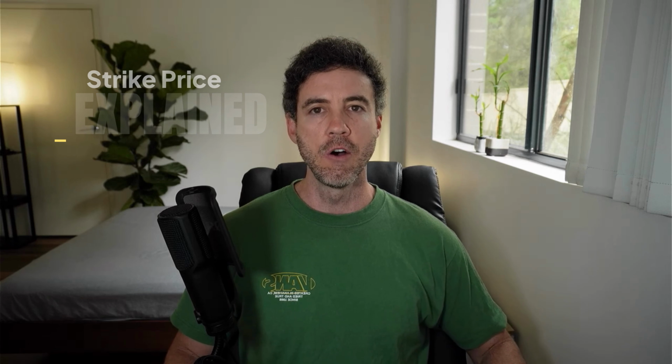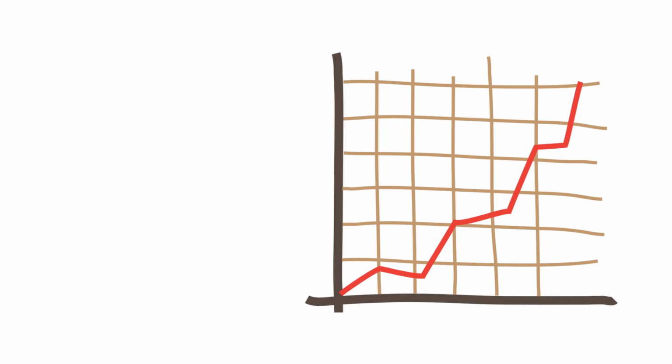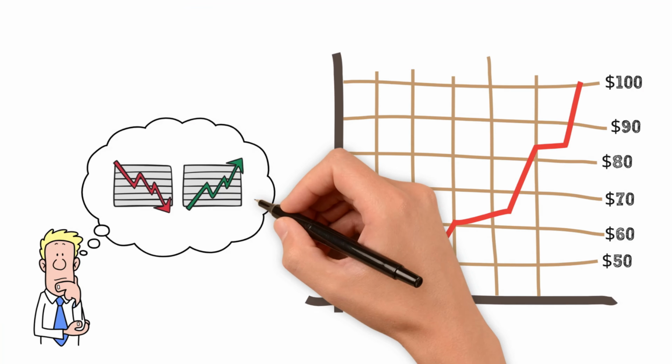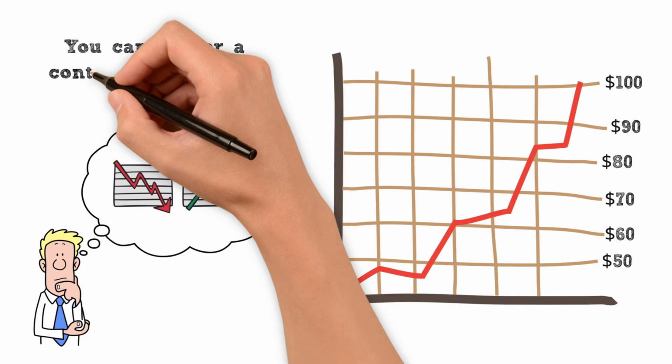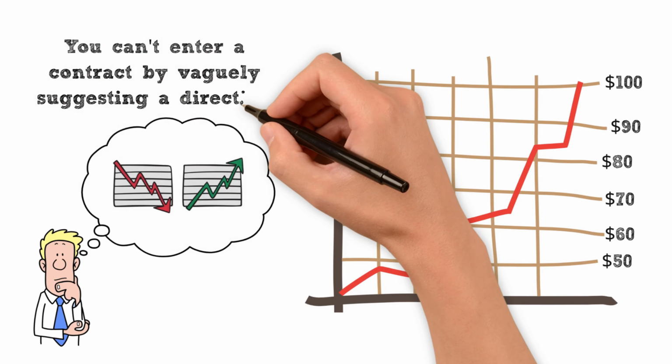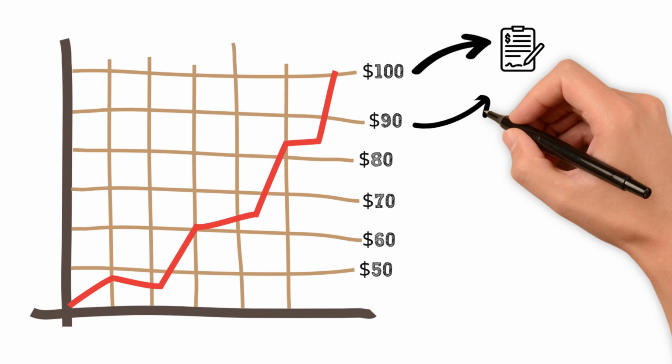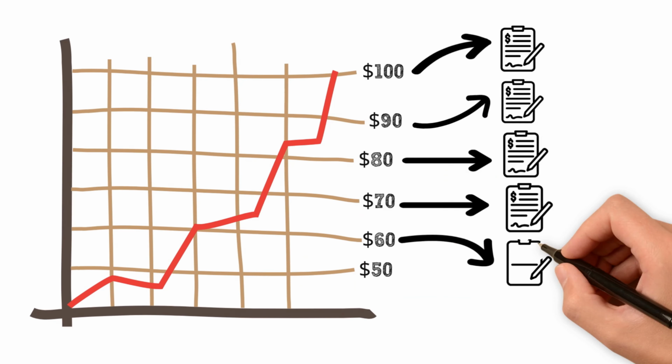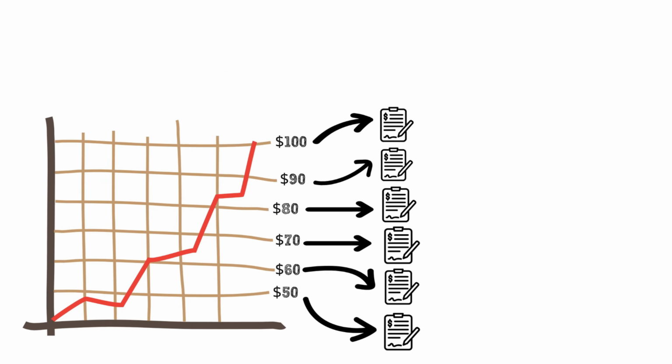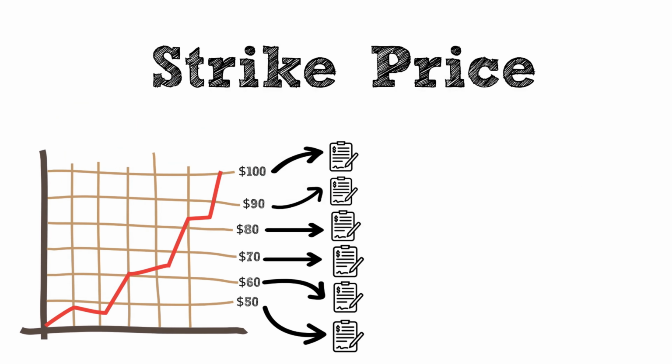We're going to jump straight into options trading examples now and bypass the insurance contract example. Let's take a closer look at what the strike price actually is. It's fair to have a speculation that stock price will either go up or it will go down, but you can't enter a contract by vaguely suggesting a direction. So contracts are available at specific stock price levels, and we refer to this as the strike price.